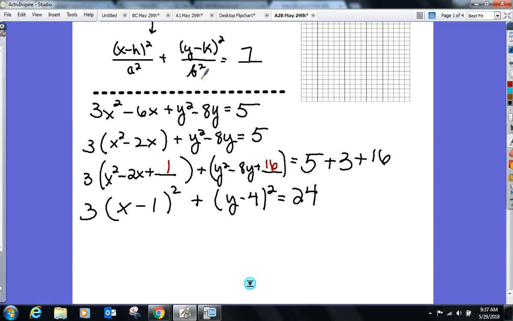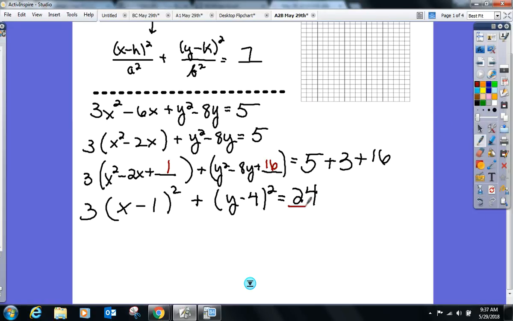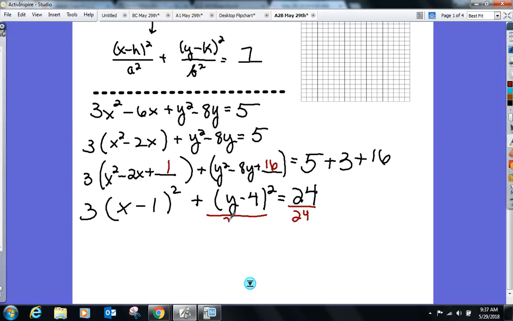I don't have denominators, and it's not equal to 1. Well, let's get it equal to 1. What do you think I do on the right side here to get 24 equal to 1? Divide both sides by? Watch the magic happen, everybody. Divide by 24.